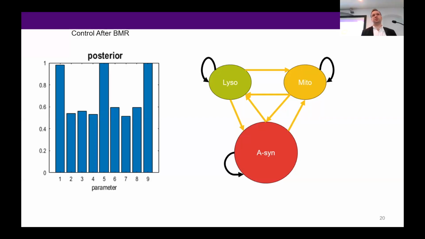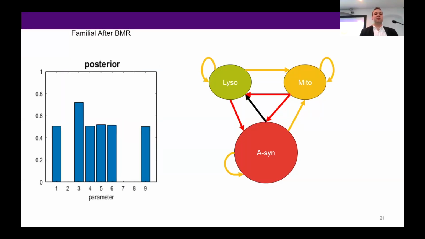It says the best model is this fully connected one I came up with at the start. But then when we look at the familial, there's massive impairment. And I really want to draw your attention to these red lines here. So typically mitochondria is giving the energy, it's fueling the lysosomes. It's a very non-technical explanation. And that connection is gone, it's completely impaired.